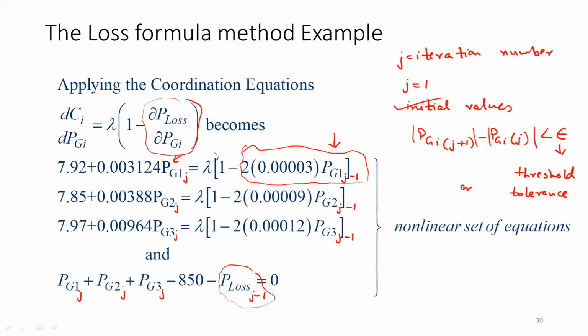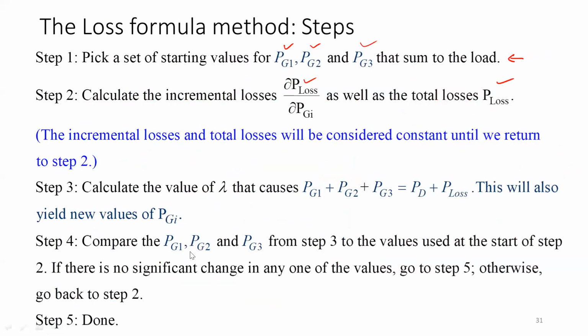Basically you will solve all the 4 expressions now, because once you have the value of dP loss by dPGi, it becomes a linear set of expressions. So if you have a linear set of expressions, you will find the value of your PG1, PG2, PG3 and lambda. Then compare PG1, PG2, PG3 from step 3 to the values used at step 2. If there is no significant change, then go to step 5. That is done. Otherwise, we have to keep on doing. So let's see what we do.